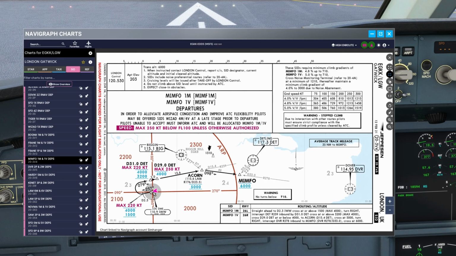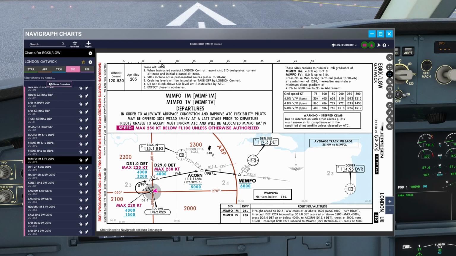For the first 2.3 miles, I need to remain between 1,500 and 4,000 feet. At D29 det, not above 4,000 feet. 5,000 feet by Acorn, and 6,000 feet by MINFO. And I'm saying feet because I'm below the transition altitude.